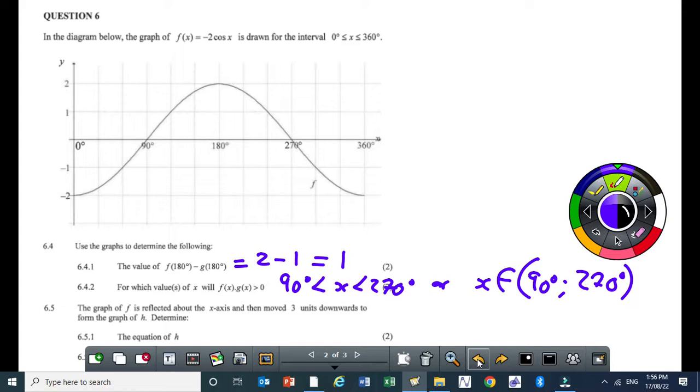Alright, then the next question says, the graph of f is reflected about the x-axis and then moved 3 units downwards to form the graph of h. So we are moving the graph of f, so we are reflecting f about the x-axis. What's the general equation for reflection about the x-axis? Since we have two functions, f and g, our new function will be h of x. So h of x will be equal to what in terms of f?